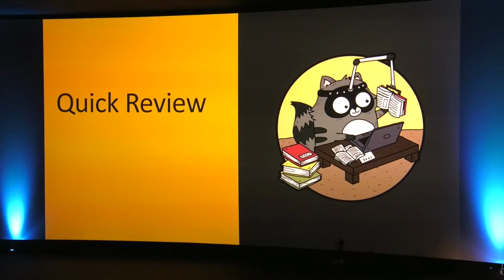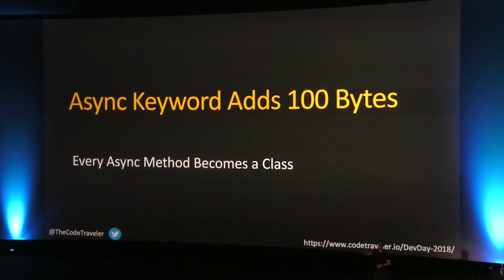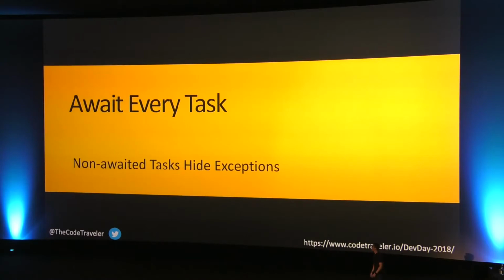So quick review. The async keyword adds about 100 bytes. So is 100 bytes a lot? Not really, but good to know. Every async method becomes a class, and that extra overhead adds about 100 bytes to our app size.